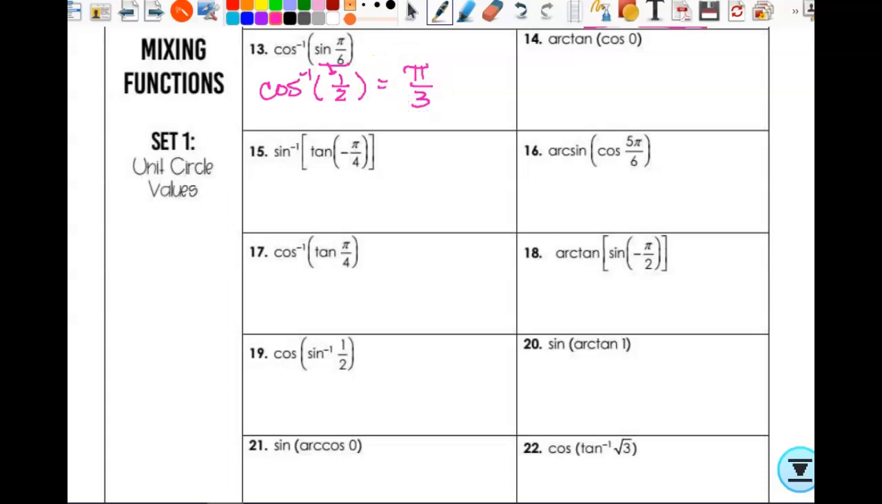Okay, make sense? So here we're doing it, and then we're undoing it, but we're undoing it in a different way. So I wouldn't expect to get pi 6 out of that. All right, so then the arc tangent of, what is the cosine of 0?